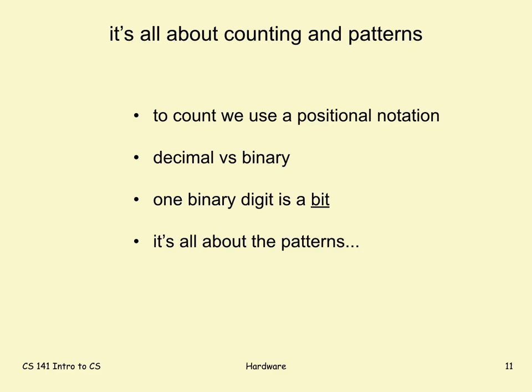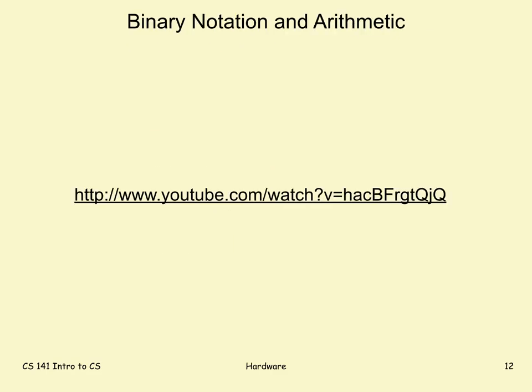And so in decimal, we have 10 symbols, 0 through 9. But that's too many things, and our switches don't work that way, so we use binary. Binary just has 2 symbols, 0 and 1. A single binary digit is called a bit. It's short for binary digit. And the way your computer works is all about the patterns of those binary digits.